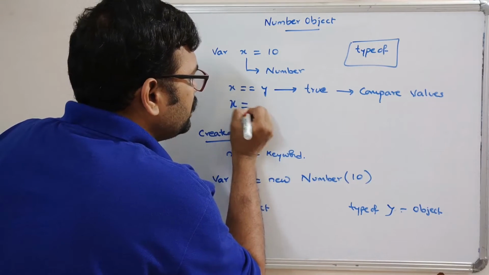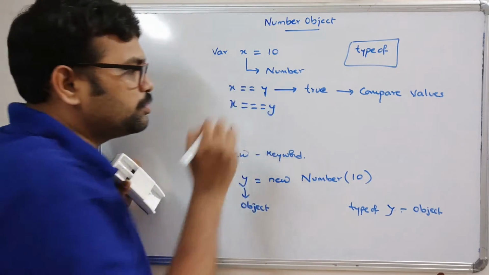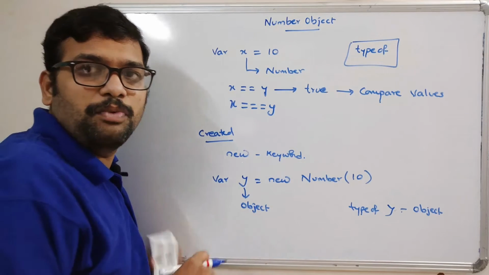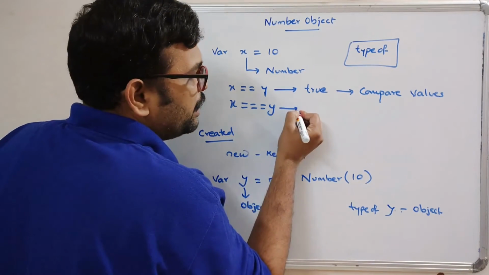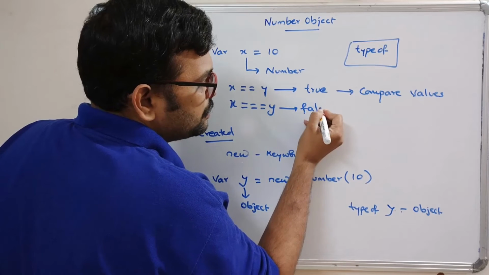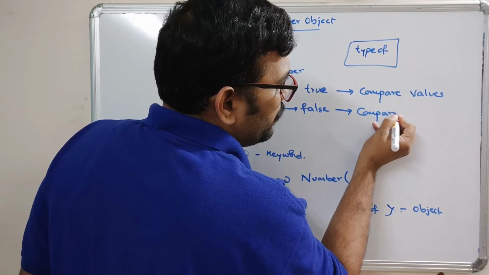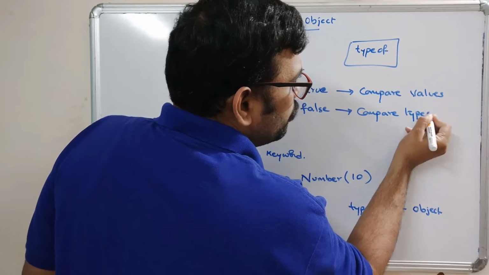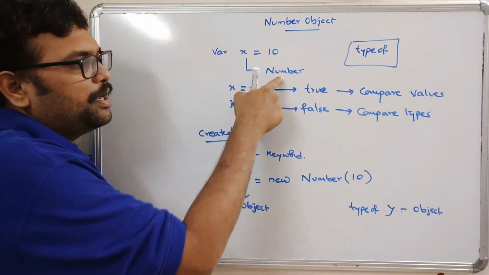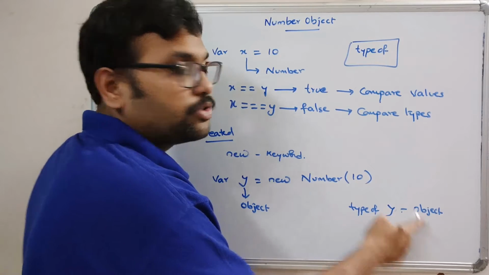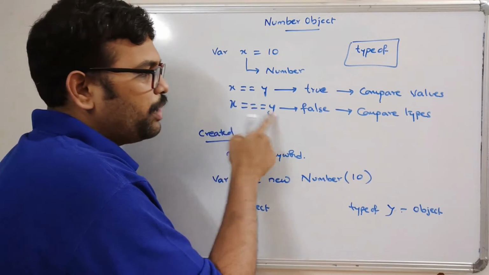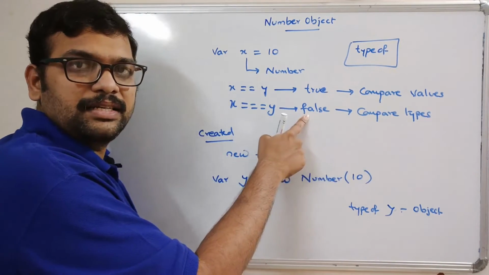And if you go with triple equals, there is one more operator called triple equals, then it will return false because it will compare data types. So here x type is number, y type is object. Both are different, so if you compare these two, we'll get false as a result.